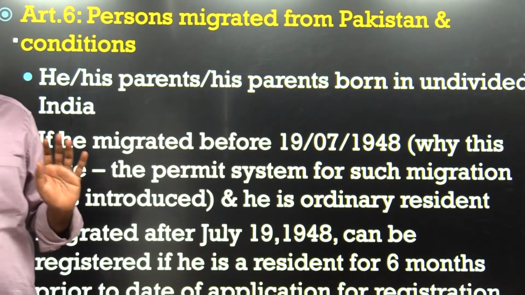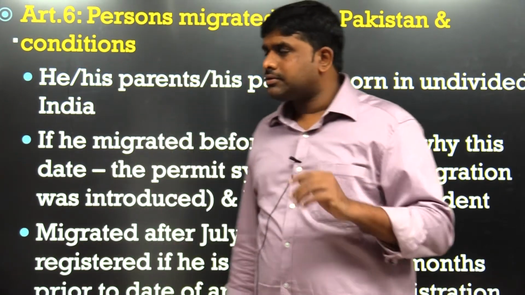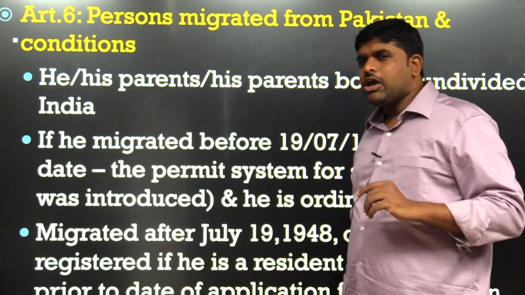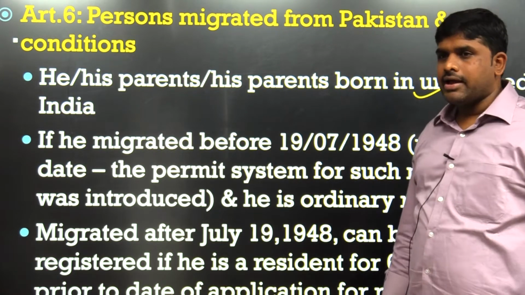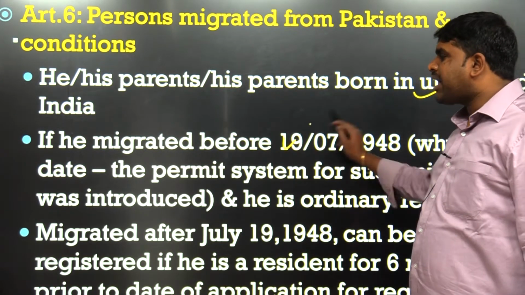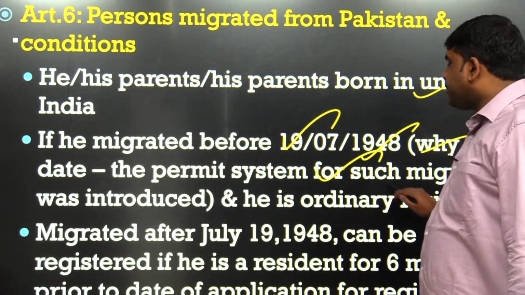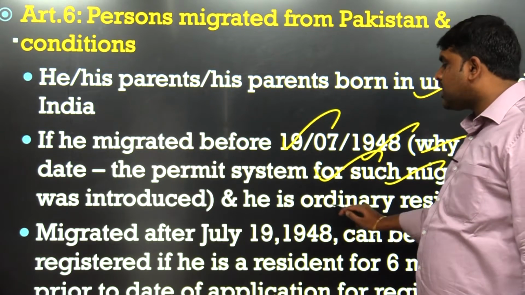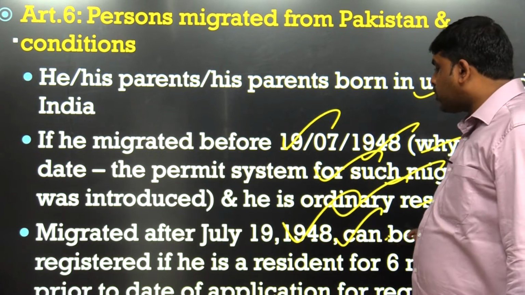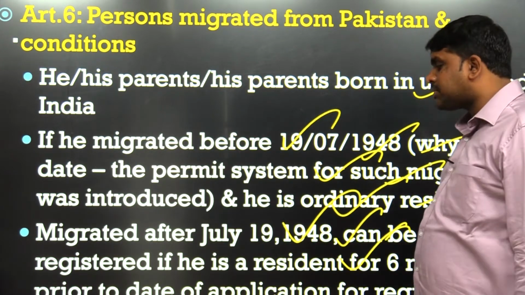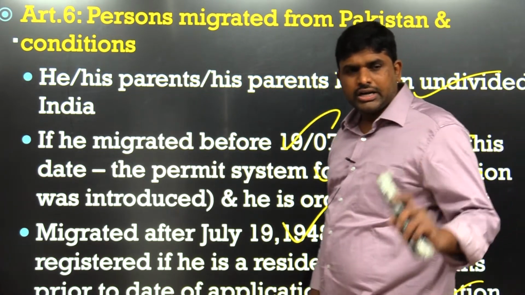Migrated from Pakistan to India because of partition. He or his parents or her parents were born in undivided India. If he migrated before 19 July 1948, why this date? The permit system for such migrants was introduced and he is an ordinary resident. Those who migrated after July 19, 1948 can be registered if they are a resident for 6 months prior to the date of application for registration. Listen, two conditions.